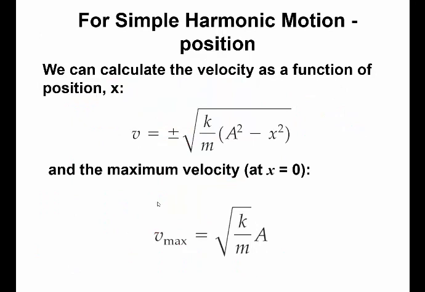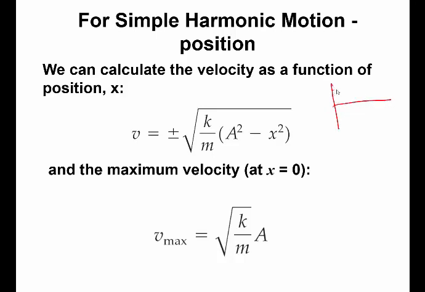So if we look again at simple harmonic motion and focus in on the position, which we just did, then we can go a step further and calculate the velocity as a function of that position. Here we have the velocity at any time is plus or minus the square root of these things. Plus or minus, just like back in chapter 2 and chapter 3, depends on where we are in our sine wave, or cosine wave.